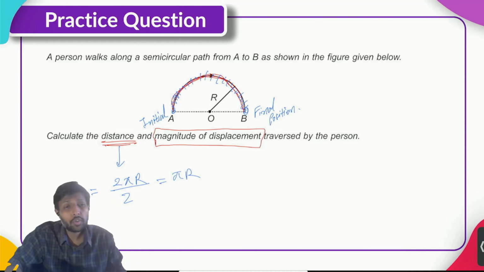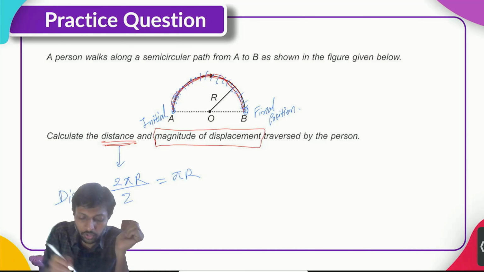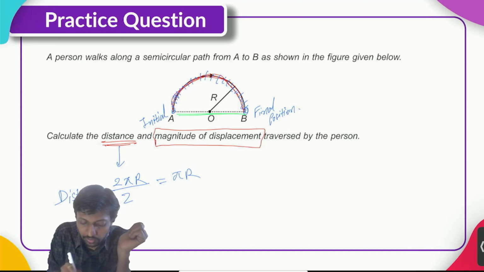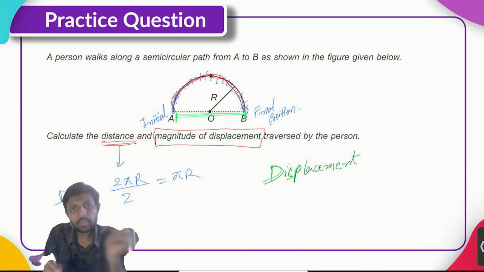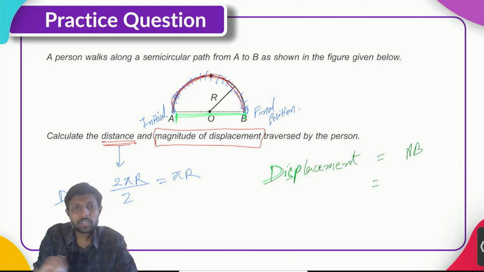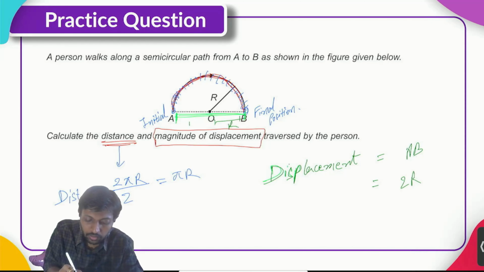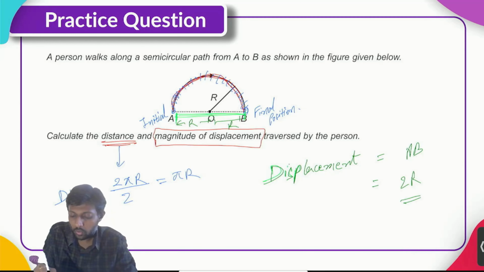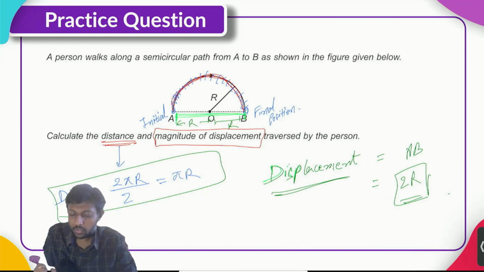What about the magnitude of displacement? The magnitude of displacement is the distance of the shortest path. So this distance, AB. So displacement is the length of path AB, which is 2 times r, since this is r and this is also r. So 2r. Distance is pi r and displacement is 2r.